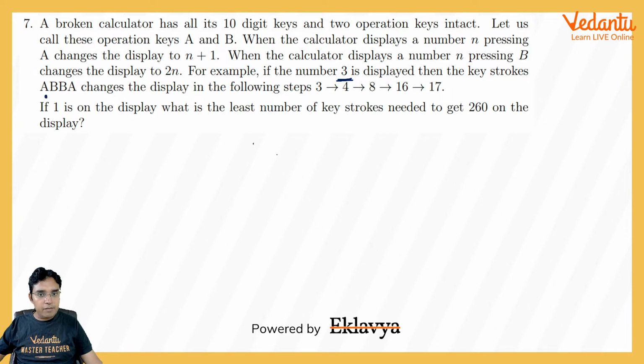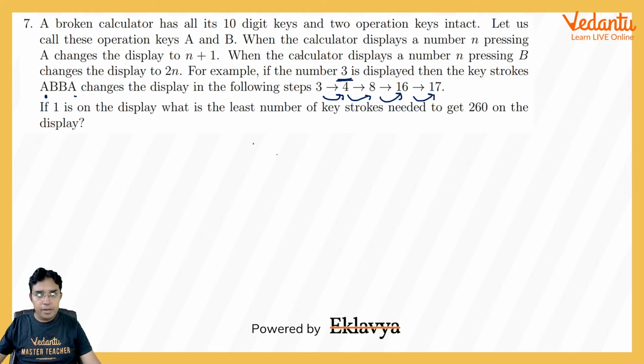For example, if 3 is in the display and keystrokes A B B A. So first A will make 3 to 4, increasing it by 1. Then B will make this 4 double to 8. Then the next B will make this double again to 16, and then the next A will increase it by 1, so it will become 17. Okay. Now they are saying if 1 is on the display, then what is the least number of keystrokes needed to get 260 on the display?